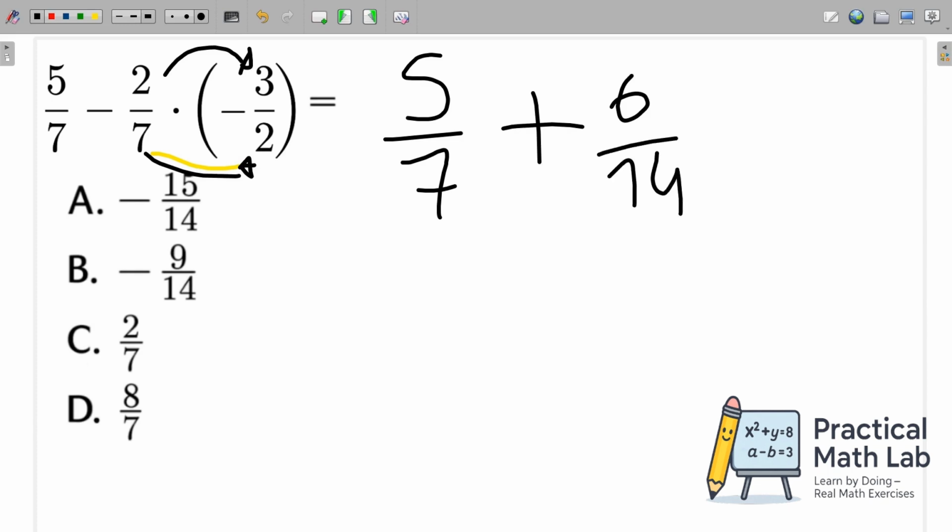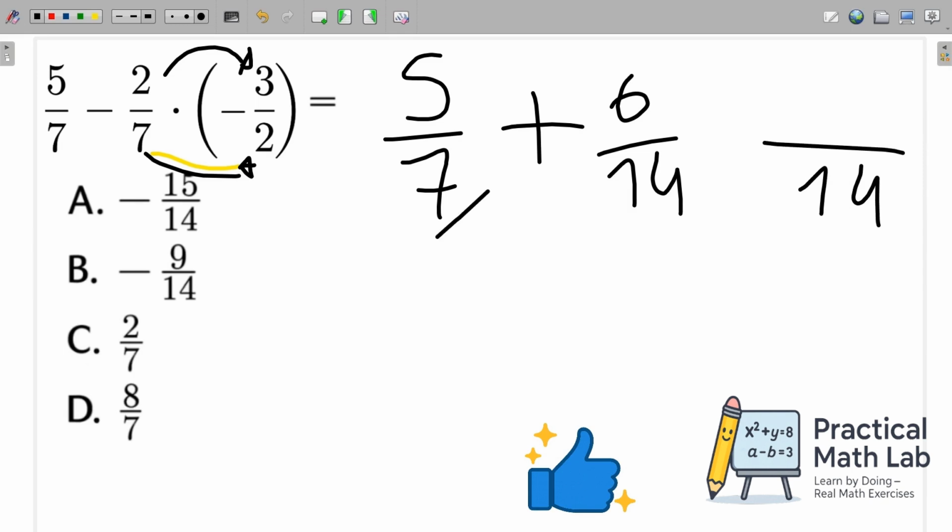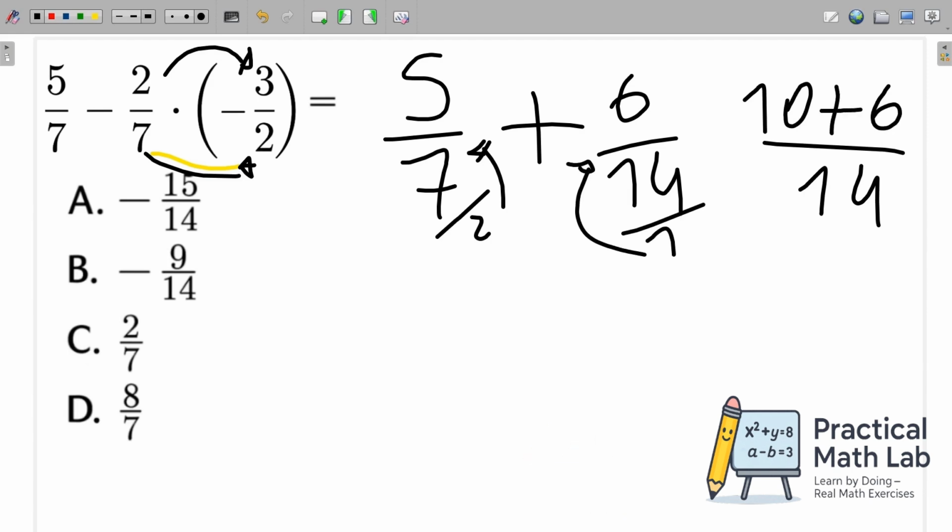Now, when adding fractions with different denominators, we need to find the least common multiple. The LCM of 7 and 14 is 14. 14 divided by 7 is 2. 2 times 5 is 10. 14 divided by 14 is 1. 1 times 6 is 6. So we have 10 plus 6 over 14. 10 plus 6 is 16 over 14.